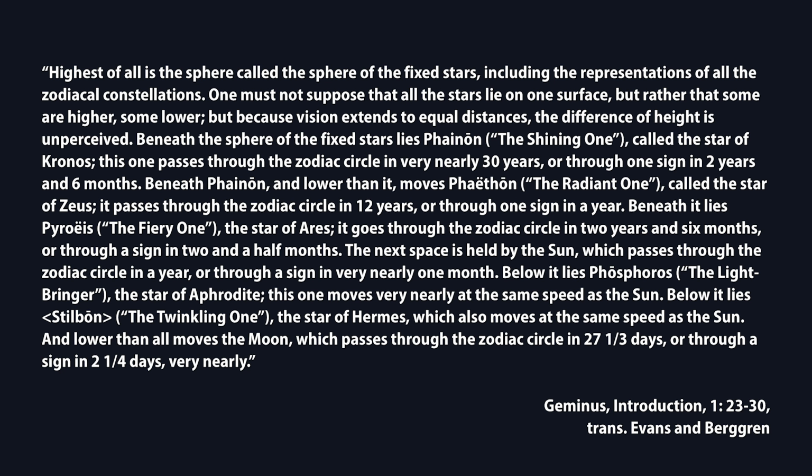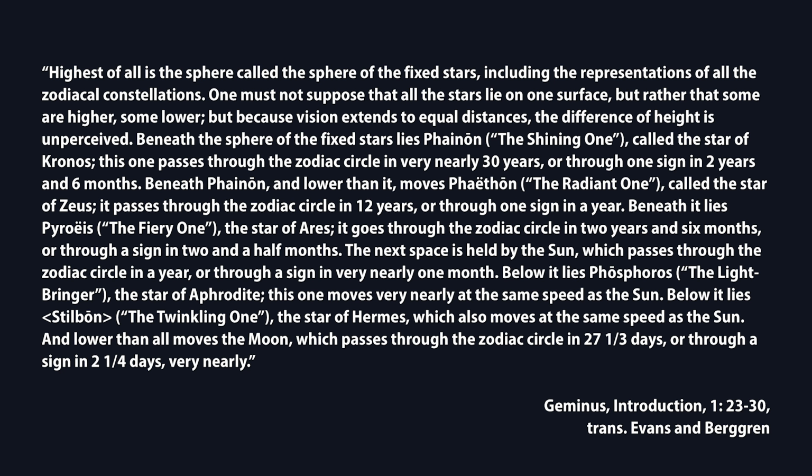It passes through the zodiac circle in 12 years, or through one sign in a year. Below it lies Pyroes, the fiery one, the star of Ares. This is Mars. It goes through the zodiac circle in 2 years and 6 months, or through a sign in 2.5 months. The next space is held by the Sun, which passes through the zodiac circle in a year, or through a sign in very nearly 1 month.